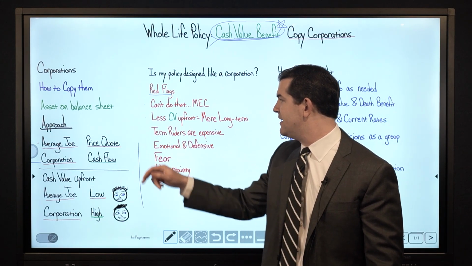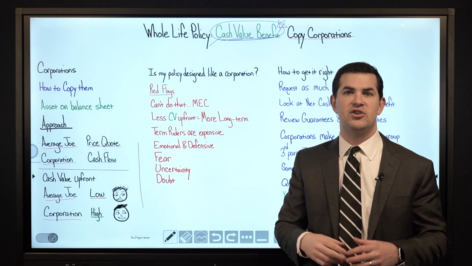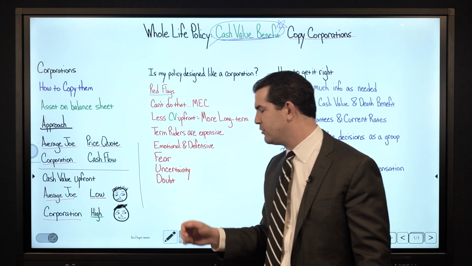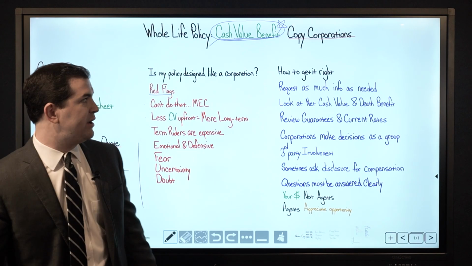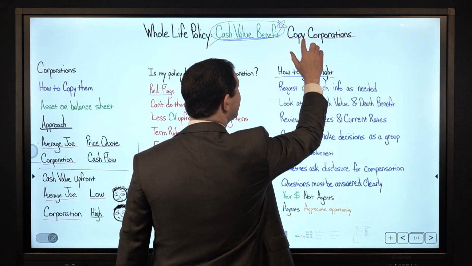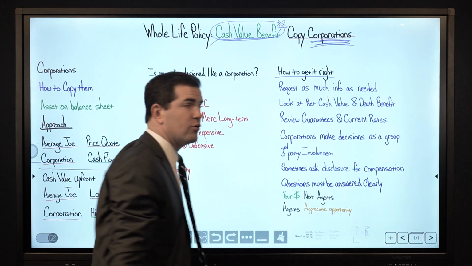Another red flag, less cash value up front equates to more long-term. That's not what these guys do. And a couple other things in there as well. Versus over here, what do you notice? How do I get it right? What do these guys do to get it right?